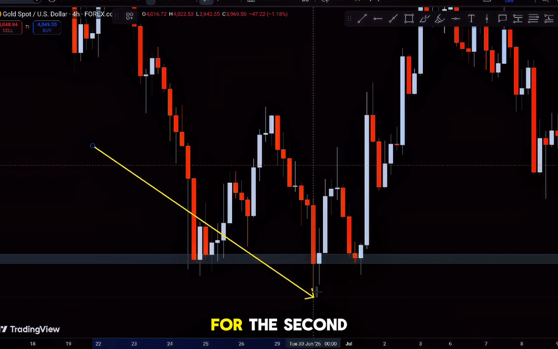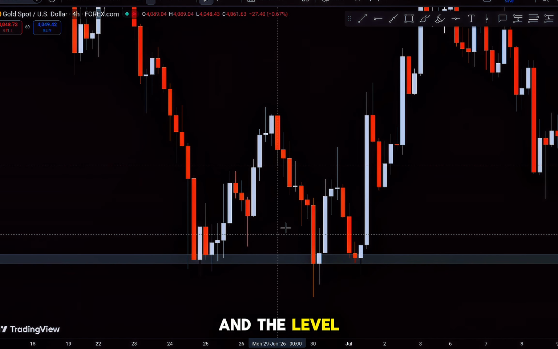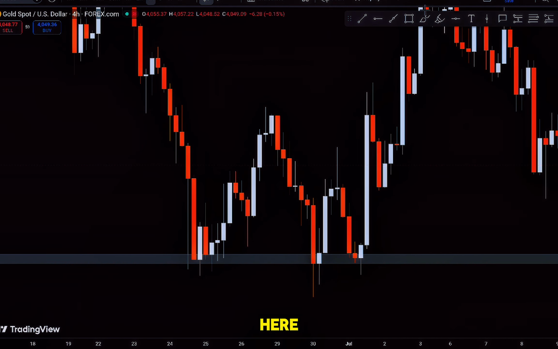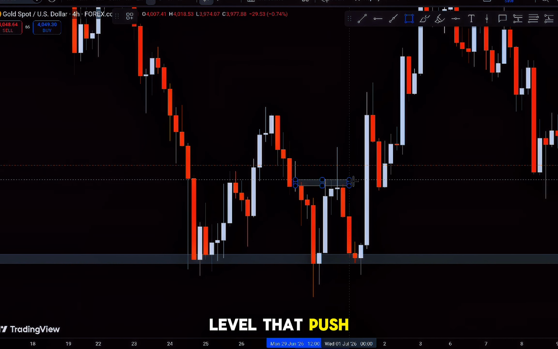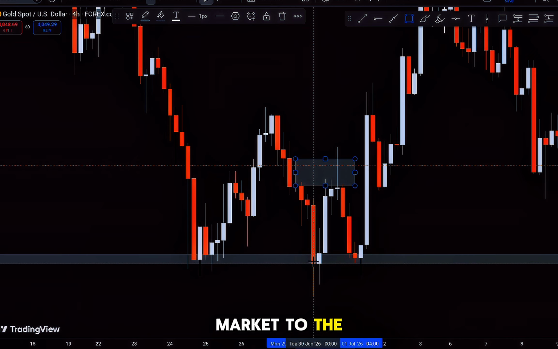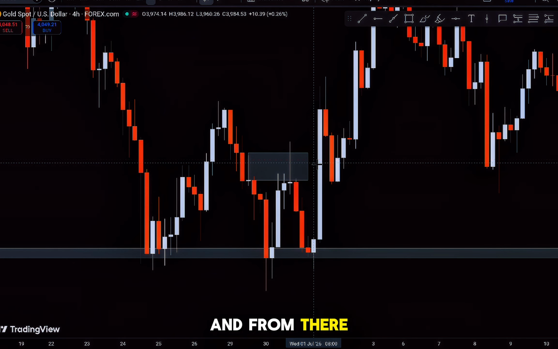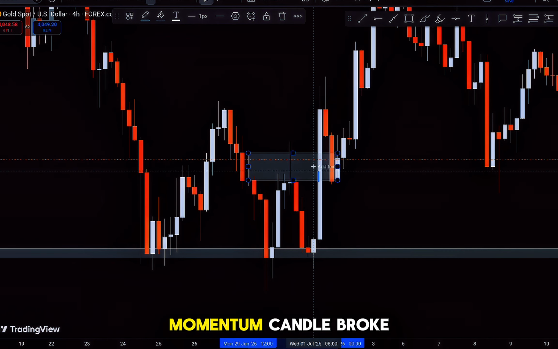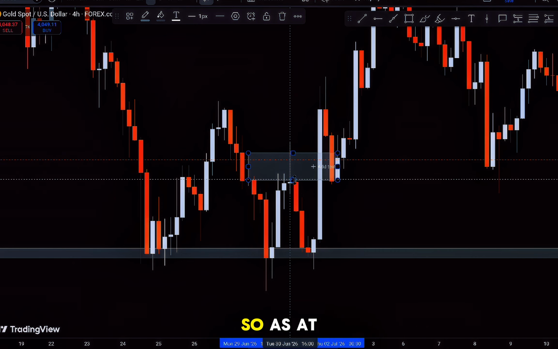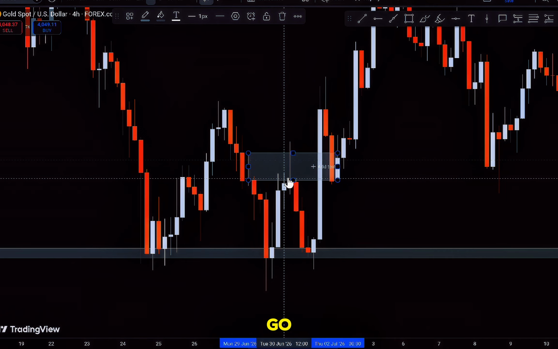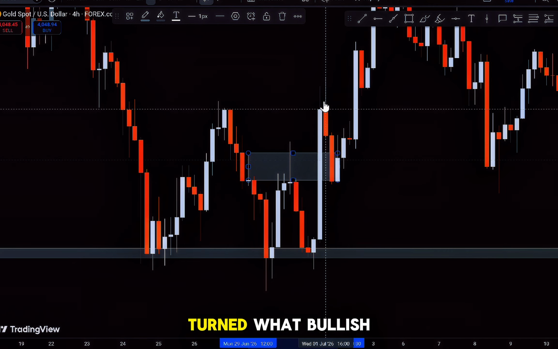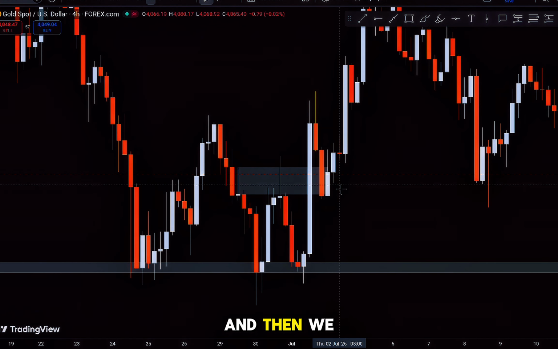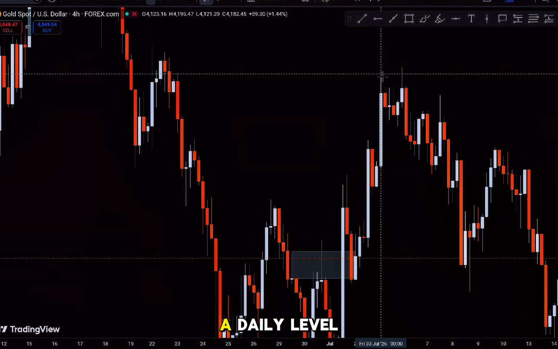Now market came for the second time, and the level that pushed it is this level here. This is the level that pushed market to the daily level, and from there the last push now came, and here this momentum candle broke it. So at this point, that's where we now know that the market has turned bullish, and then we can go all the way to a daily level here.